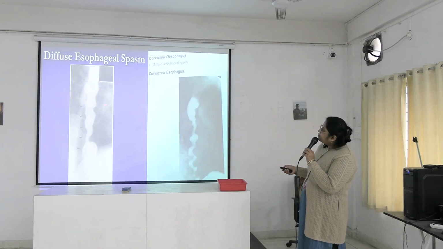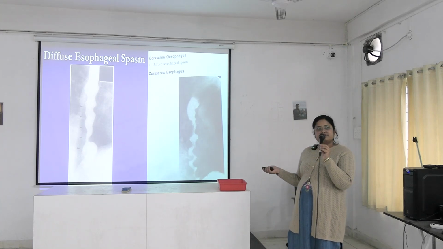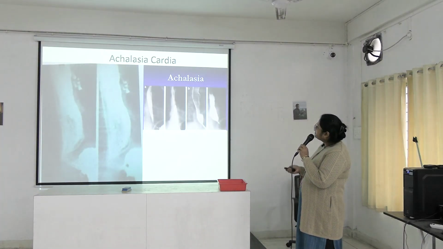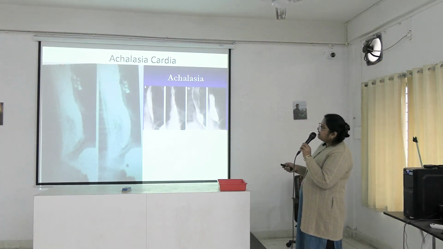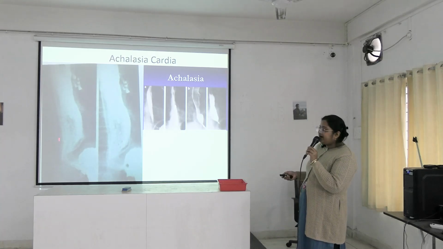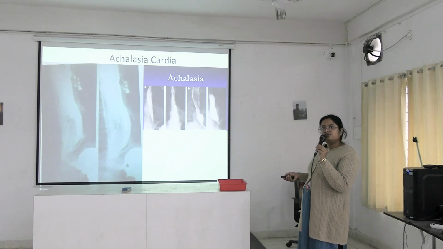And this is corkscrew esophagus, diffuse esophageal spasm. It will appear like a corkscrew. Achalasia cardia: abnormal dilatation of the esophagus and, lower down, a rat tail appearance. This is the cardiac sphincter, which is almost closed.